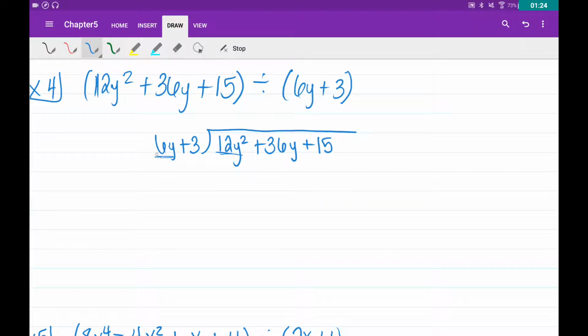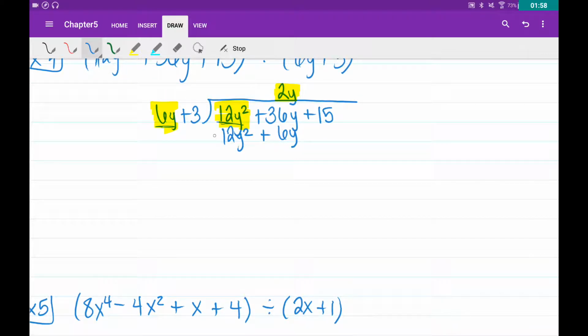Okay, so 6 times what gives me 12? 2. And then y times what gives me y squared? Y. So again, a check, let me highlight this so you can see it. 6y times 2y is going to give me 12y squared. Okay, so that's what you're looking at, and that's where you're going to make sure that you have it. Okay, so now do the multiplication. 2y times 6y is 12y squared. 2y times 3 is 6y.